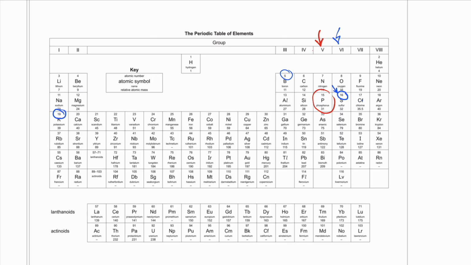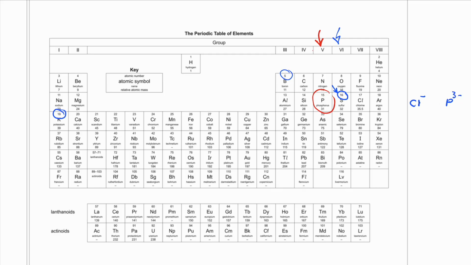That could be chlorine. It has 17, and when we add 1 to it, we get 18. So the answer could be chlorine 1 negative. Or you may say phosphorus, which has 15, but since we need 3 more electrons, the charge is going to be 3 negative. So the anion that would have 18 electrons could be chlorine 1 negative or phosphorus 3 negative. Any of these will give you the mark.